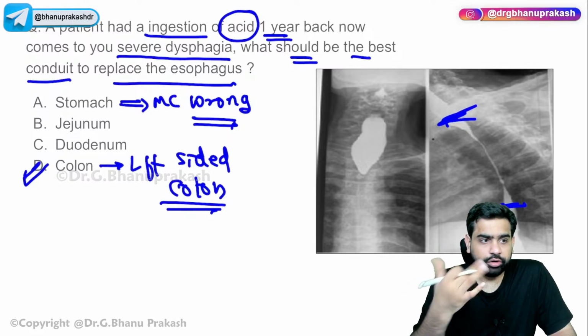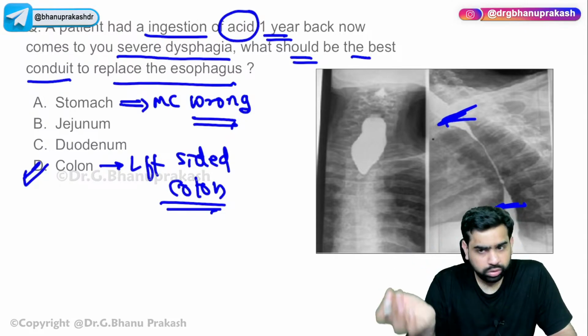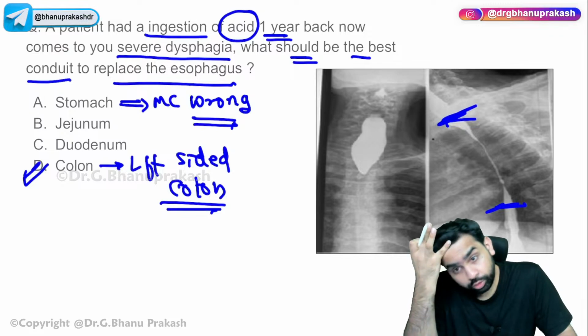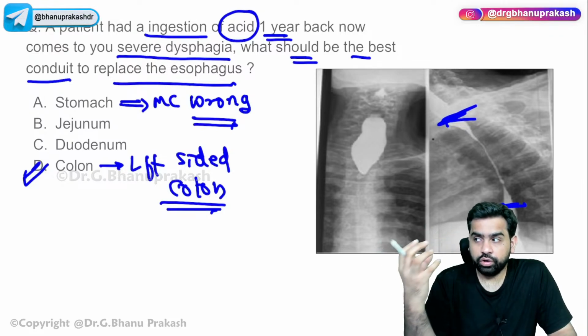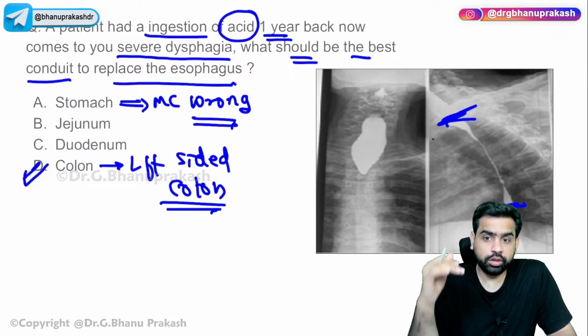So jejunum and the duodenum, as somebody rightly said, Raghu has said that the duodenum is fixed. Yes, definitely. Duodenum will not be used. Jejunum can be used, but jejunum has other important roles to play, right? It is important for the absorption of various vital things. So the preferred conduit after the stomach is the colon.